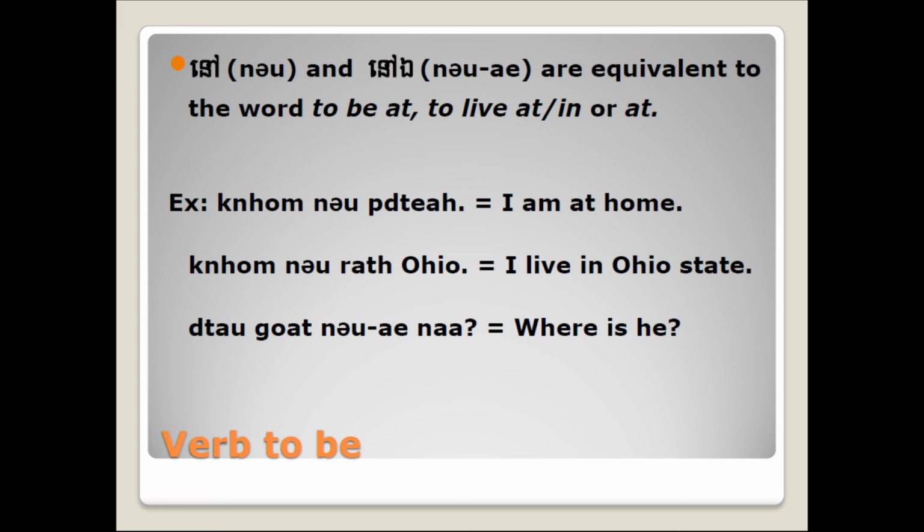Another meaning is to live at or in. For example, ខ្ញុំនៅរដ្ឋ Ohio. Literally, I live in state Ohio. No I, which means at, is used in the last example here. តើគាត់នៅឯណា, which is literally he at where.